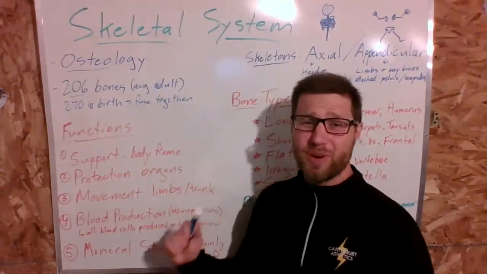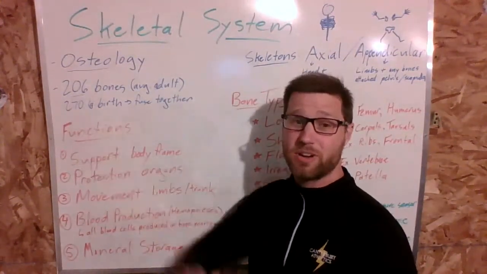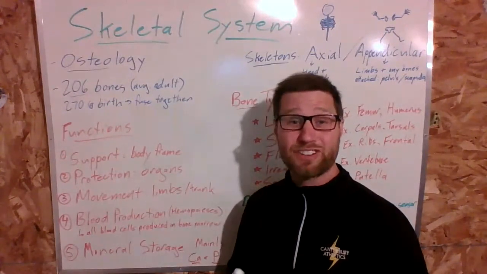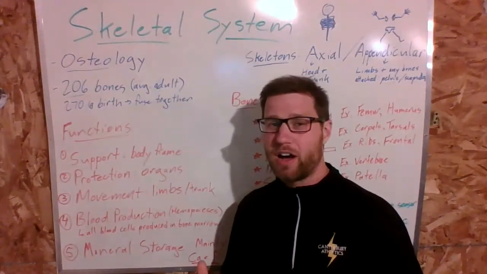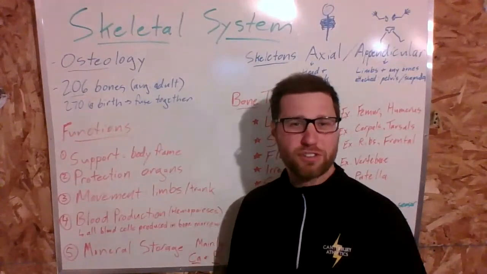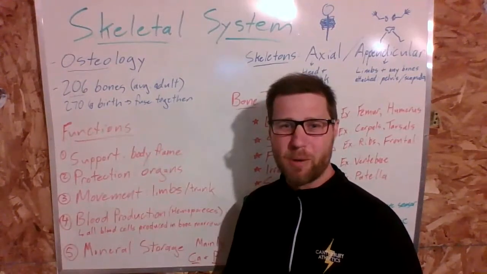How many bones do you have in your body? Well, the average adult has 206 bones. I say average because people can have an extra rib or some other extra bones in their body, but for the most part, we have 206 bones in our body.